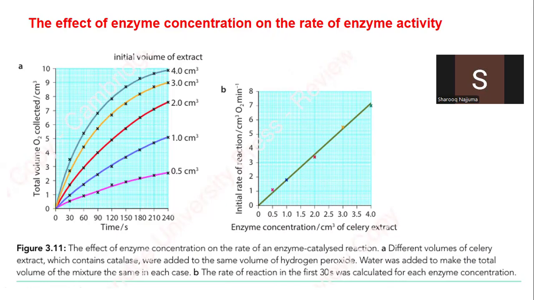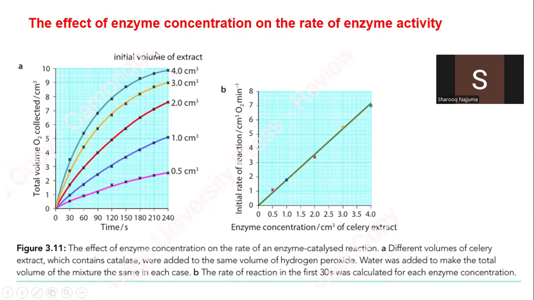Celery has enzyme catalase. So sometimes when you want to use enzymes in the lab, we can get them from other organisms. You can go get celery and blend it, and when you blend the celery, you get that extract, the juice from the celery. That juice will contain the enzyme, and then you can use that enzyme in the lab.